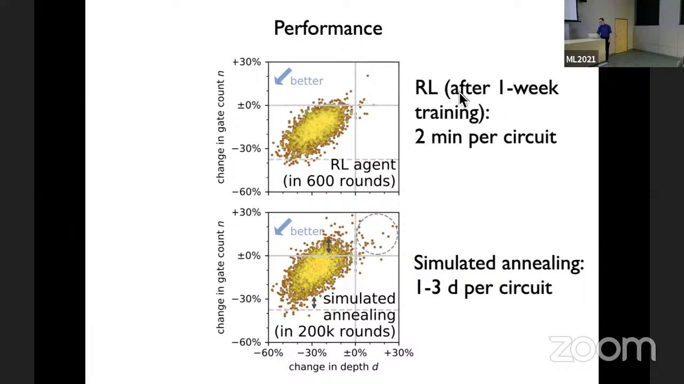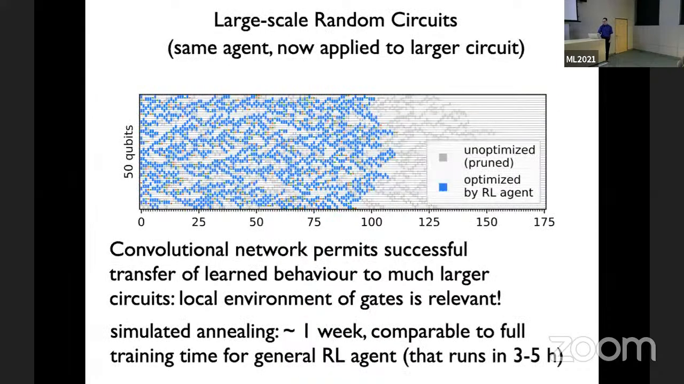Now this would mean, of course, you can calculate for yourself, if you want to apply it, for how many circuits you need to apply it in order for this to pay off. But things become even better if you go towards a larger number of qubits. That's now possible because this agent uses convolutional networks. So automatically it uses locality and translational invariance, and it can immediately be applied to larger numbers of qubits. That's a case of transfer learning that works. Again, for these larger qubit numbers that go into the experimentally relevant regime, for these 50 qubits, for example, simulated annealing would take 1 week to optimize such a circuit. That's comparable already to the full training time for a general reinforcement learning agent, which can then be applied to arbitrary such circuits and only needs a few hours to run on any given individual circuit.